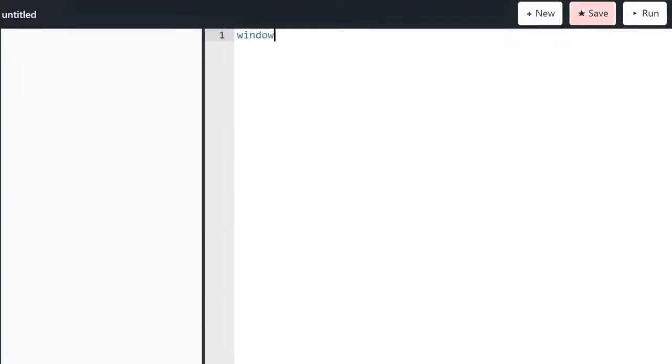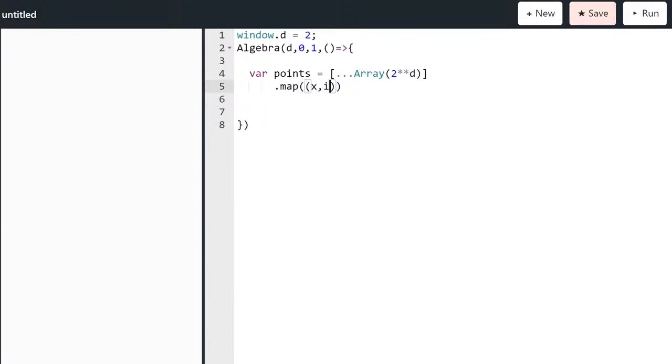We're going to store the number of dimensions that we're working in as a global variable. Then we're going to create a PGA of that dimension. And we're going to immediately start by creating our points. So we start from an array of 2 to the dimension of D. And then we take those guys, or rather their index, and we convert that to binary.